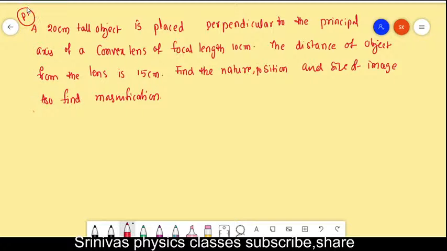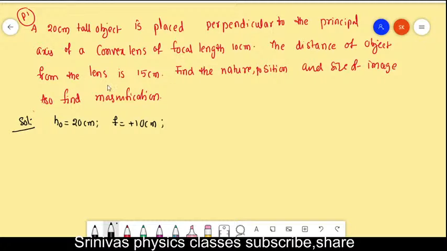How to complete this problem? Can anyone start it in the rough notes? First write the given values. A 20 centimeter tall object means object height is 20 centimeters. Object is generally above the principal axis, that's why you have to take positive. And perpendicular to the principal axis, the lens is a convex lens. Convex lens focal length you have to take positive, plus 10 centimeters.